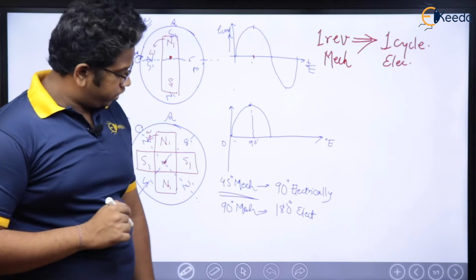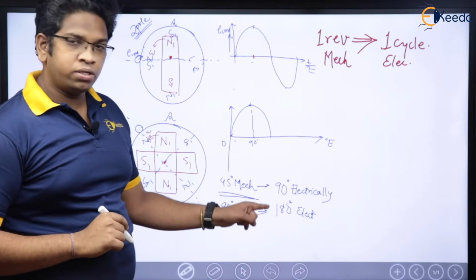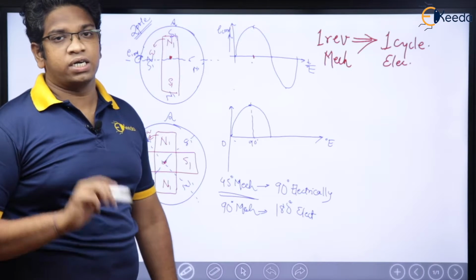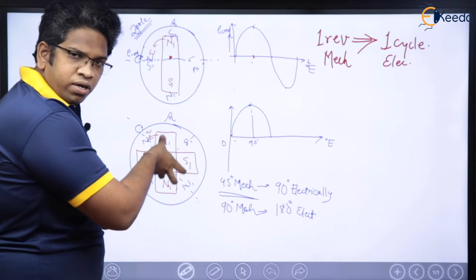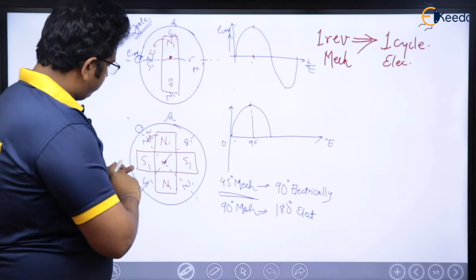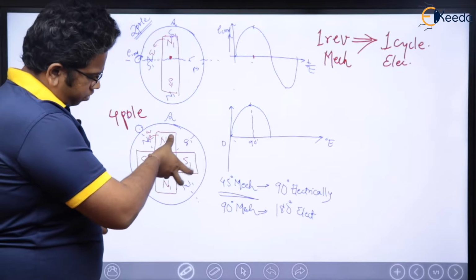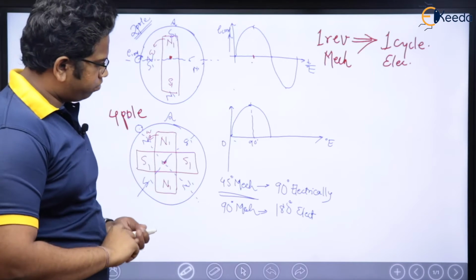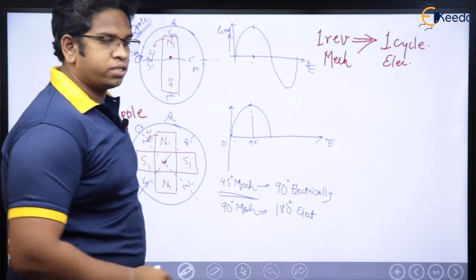So you please tell me, 360 degrees mechanical will produce how much? 720 degrees electrical, which means one complete revolution of this 4-pole machine, this is 4-pole, one complete revolution of this one will create how much? 2 cycles. Why? Because angles are getting doubled.